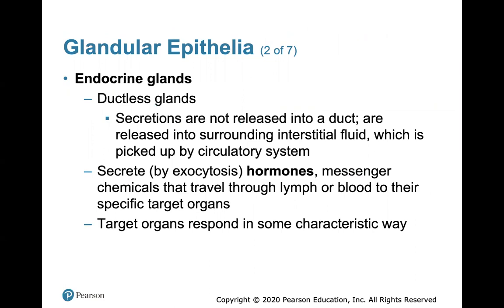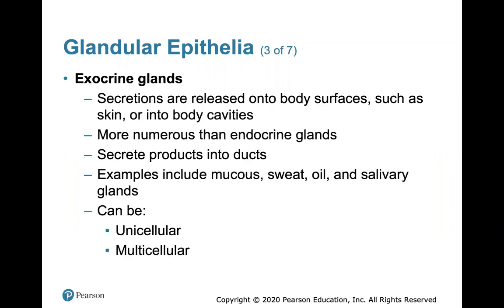Endocrine glands are ductless. They secrete hormones by exocytosis, and these hormones are messenger chemicals that travel through lymph and blood to their target organs, and we'll talk a lot more about hormones. Exocrine glands' secretions are released onto body surfaces like skin or into body cavities. They're much more numerous. They secrete mucus, sweat, oil, and saliva.